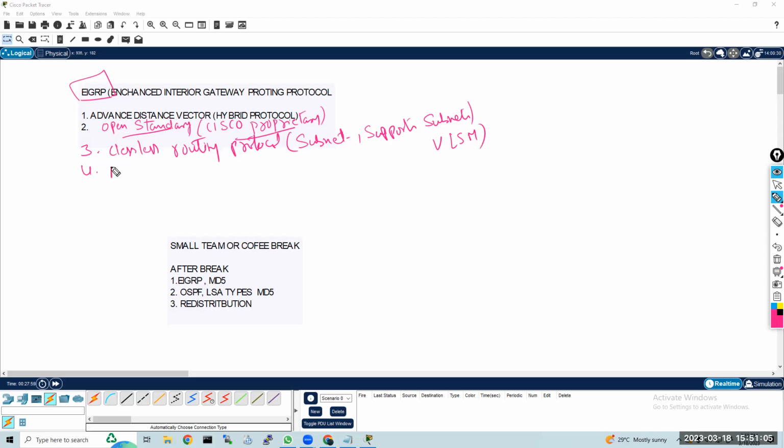The maximum hop count for EIGRP is how much? It supports up to 255 hops. What about RIP, guys? How many hops for RIP? 0 to 15. By default it is 100.